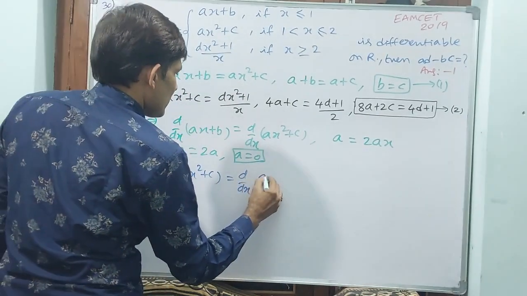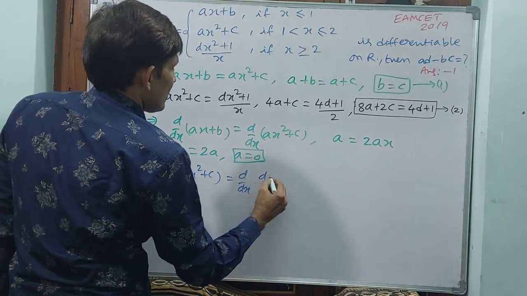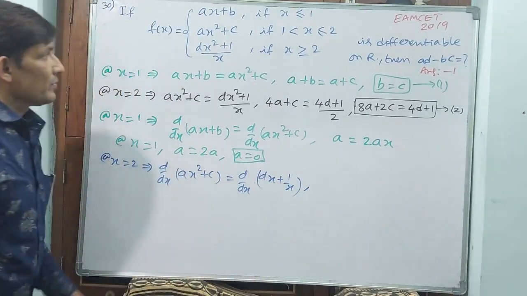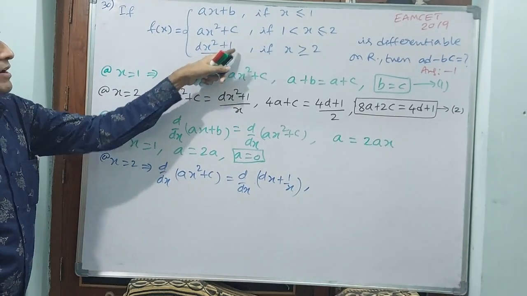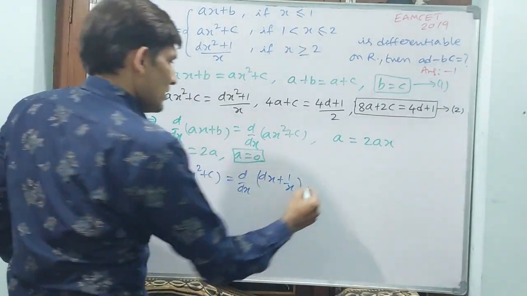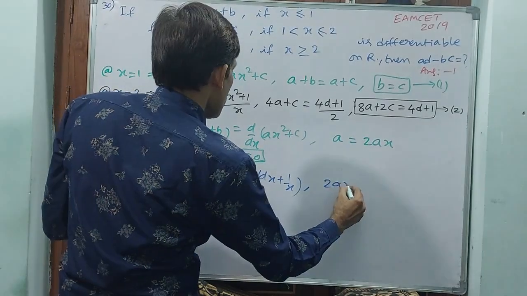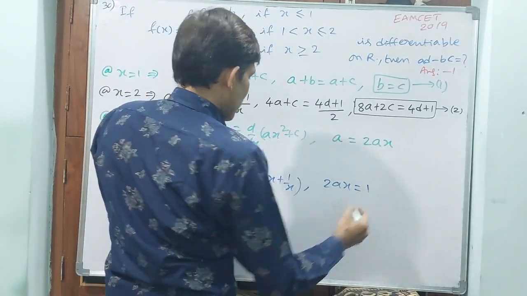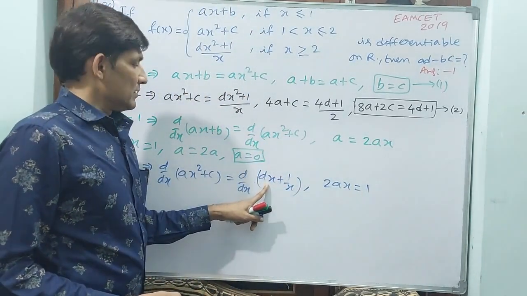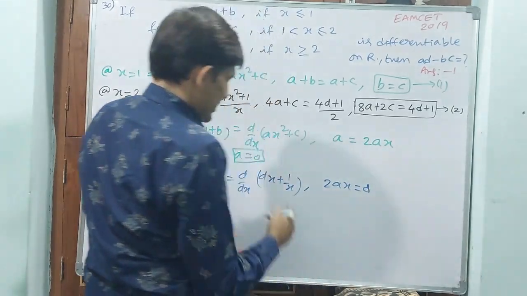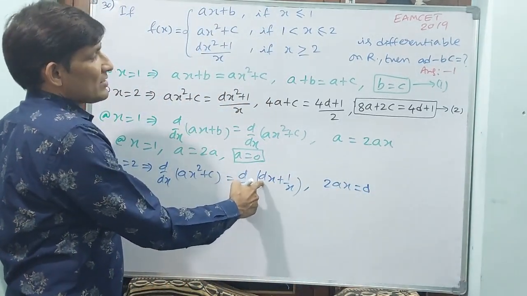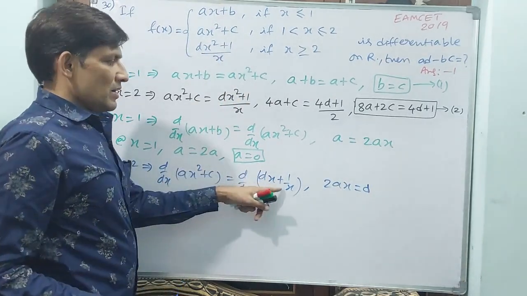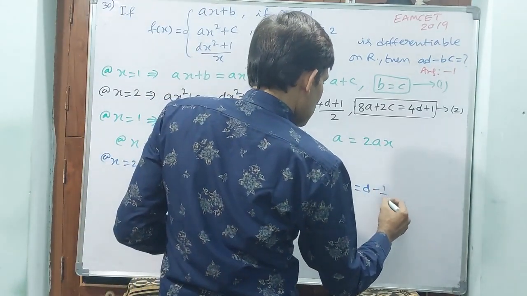d by dx of x square by x, d by dx of 1 by x. Okay, and now you see 2ax is equal to d by dx of x. Sorry, not 1, d. Why? Because d is coefficient here. This is not differentiation d, a b c d, that d. Coefficient 1 by x minus 1 by x square.